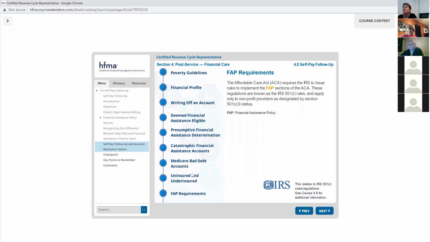Based on what you just read, what activity is not considered when initiating self-pay follow-up and account resolution activities? I think it's the top one. Yes, I got it wrong like 3 times when I went through it.